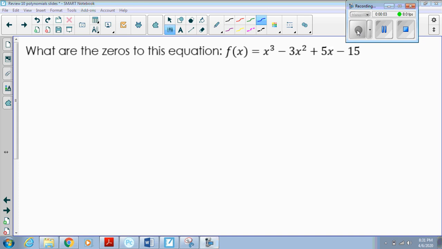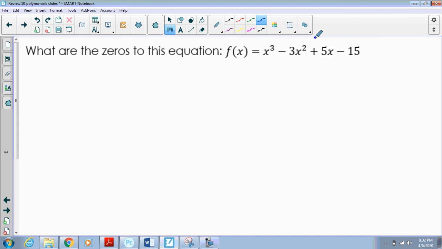Alright, so here we're asked to find all the zeros of the equation. I'm noticing that it is not a quadratic, so I can't just factor right off the bat, but it is a power of 3. So the first thing I try is factoring by grouping, which you can actually do here. So factoring by grouping, we're going to cut it right down the middle, and we're going to take out common factors of each.